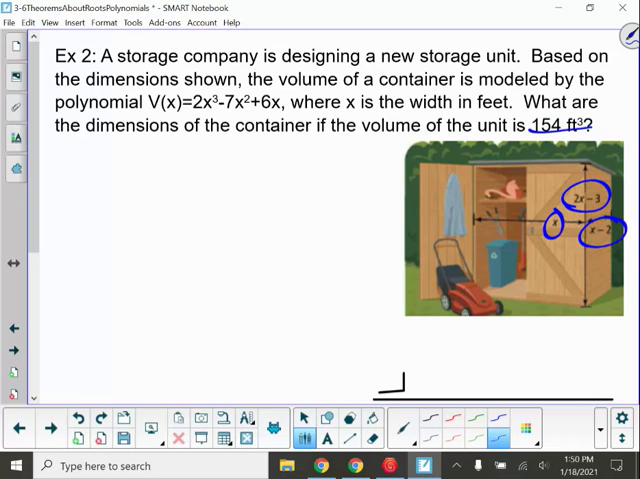Now you can see here, they give you the x, the 2x minus 3 and the x minus 2. I know it kind of looks like it's slanted on the top, but we're considering this to be a type of rectangular prism. They've already gone through and multiplied those 3 dimensions together. That's how you get the 2x cubed minus 7x squared plus 6x. And we know the volume is 154. So we are going to take that volume and set it equal to 154.